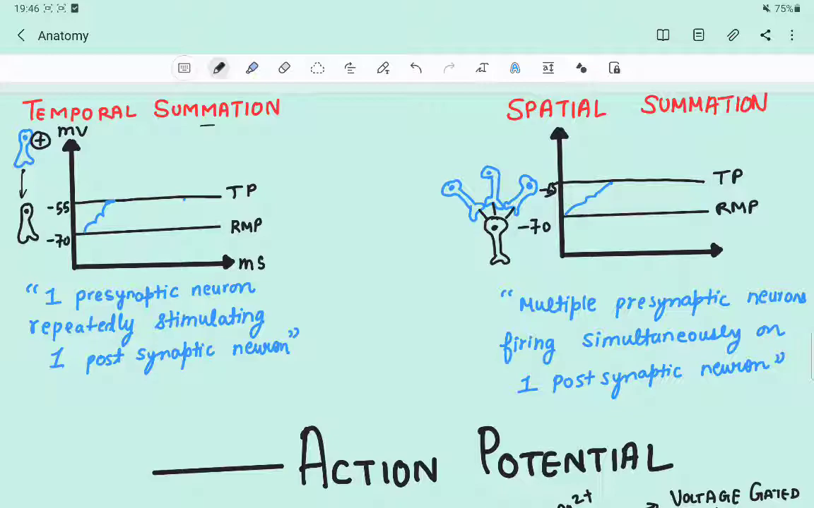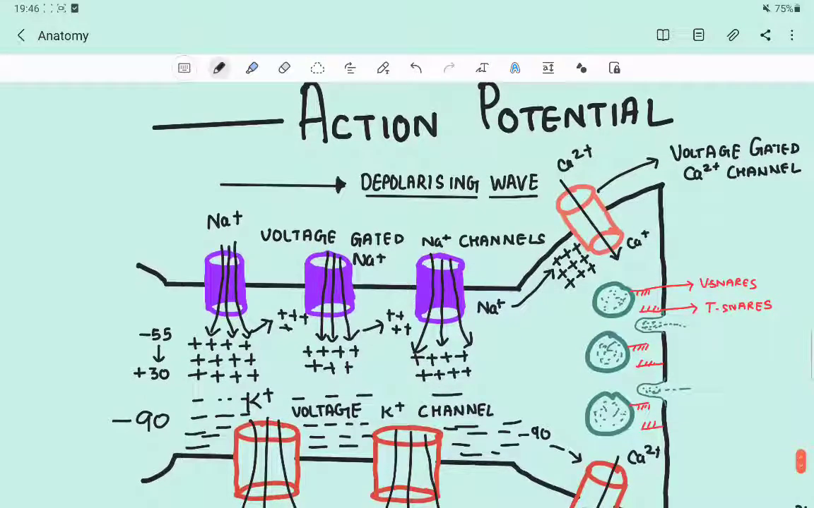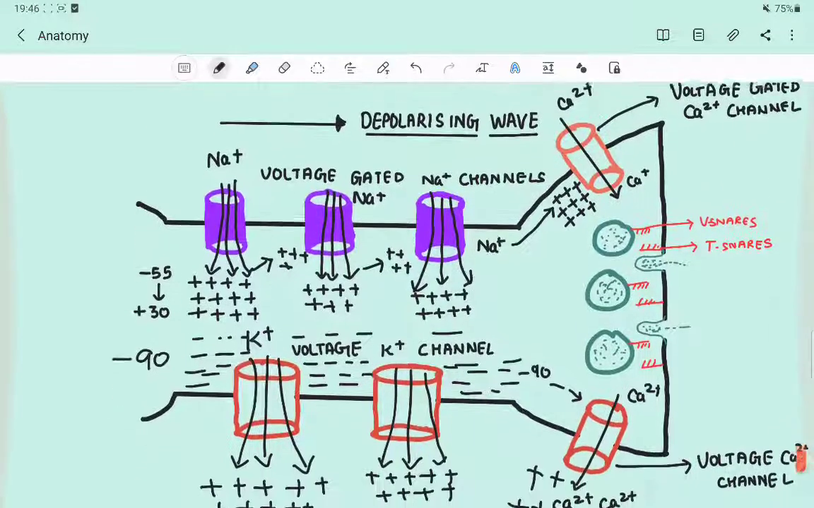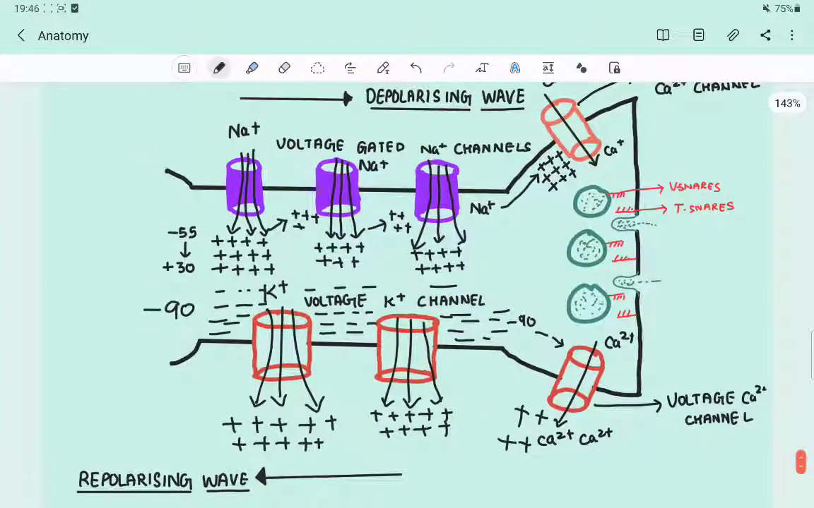So now let us jump directly towards the action potential. This is the most important category which we have to study. How the nerve impulse travels throughout the membrane is the first important concept which we have to understand, and then how the repolarization takes place. We'll see both of them one by one.